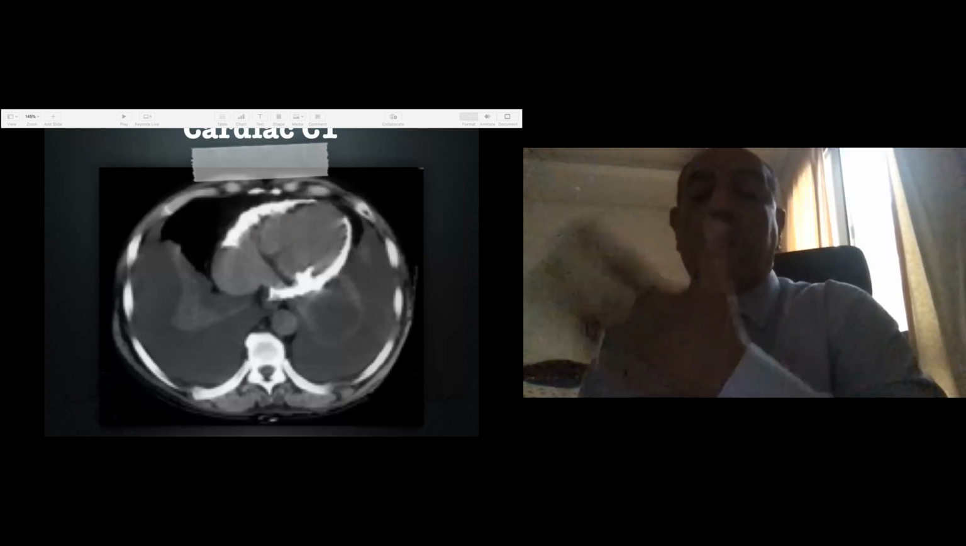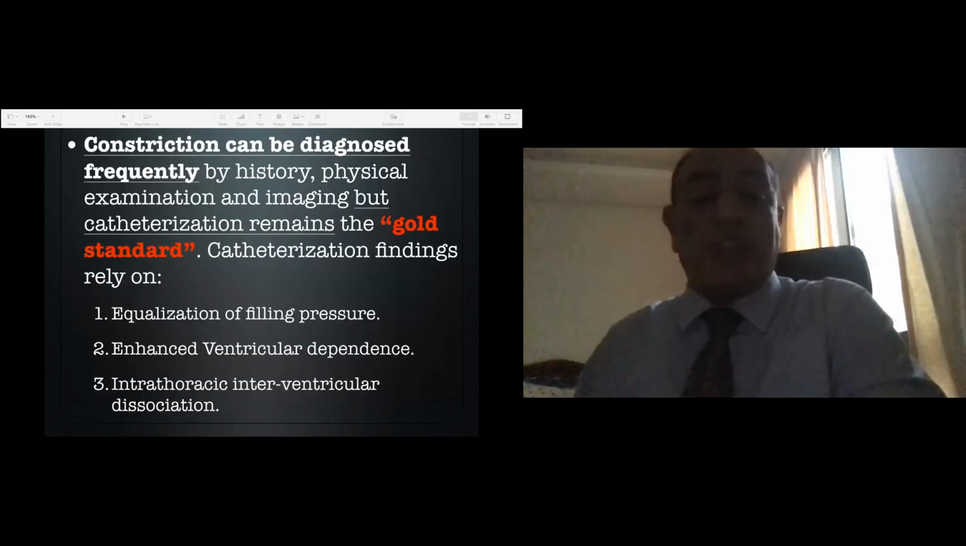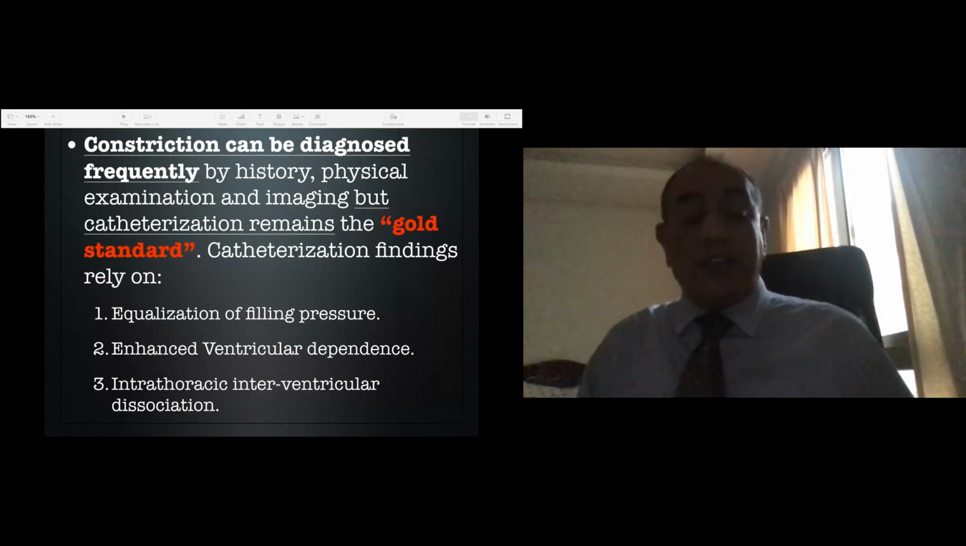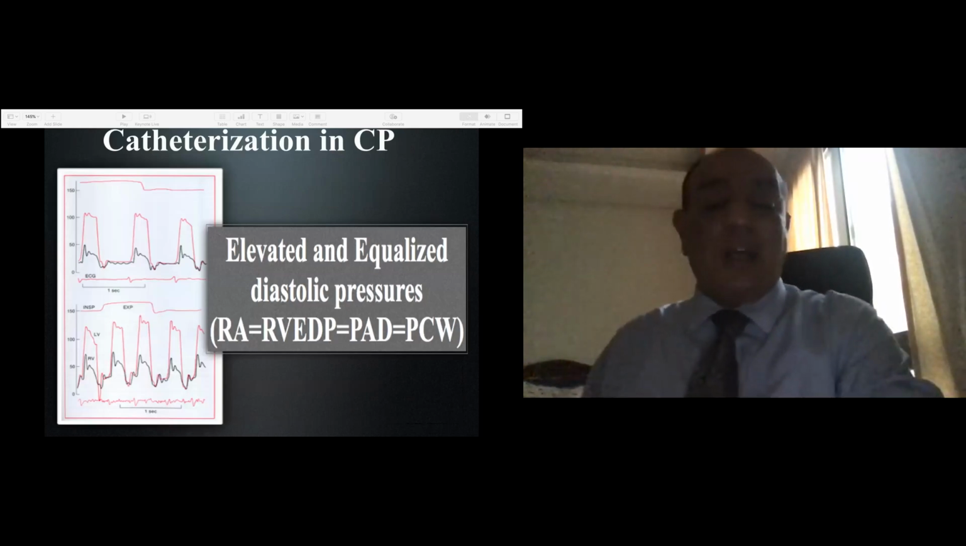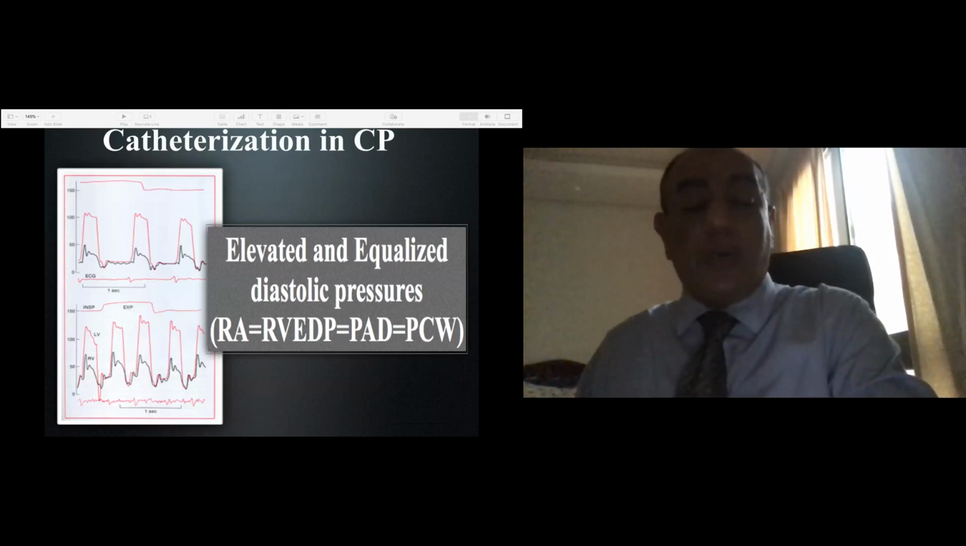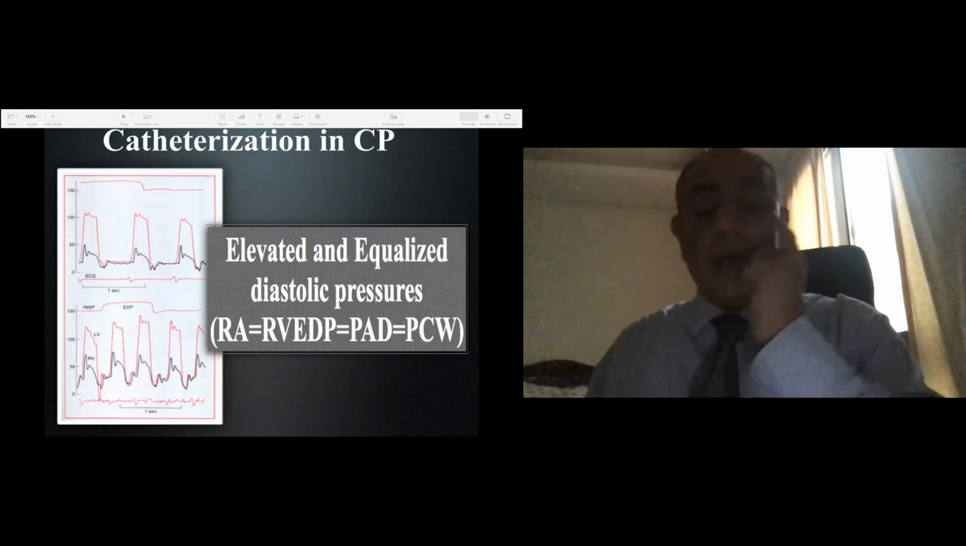If we are lucky, we will find calcification on CT chest for a patient with constrictive pericarditis. Constriction can be diagnosed frequently by history, physical examination, and imaging, but cardiac catheterization remains the gold standard for diagnosis. The classic findings during cardiac catheterization include equalization of filling pressure, enhanced ventricular interdependence, and intrathoracic-intracardiac pressure dissociation. Hemodynamic assessment showed elevated and equalized diastolic pressures in all cardiac chambers: right atrium, right ventricle, pulmonary artery, left atrium, and left ventricle. So all diastolic pressures are high and equal.